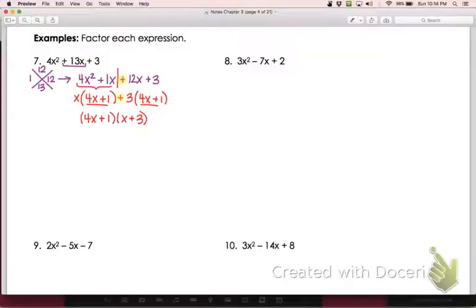Number 8. Go ahead, I want you to put the video on pause and set up the diamond and see if you can figure out the numbers on the side.